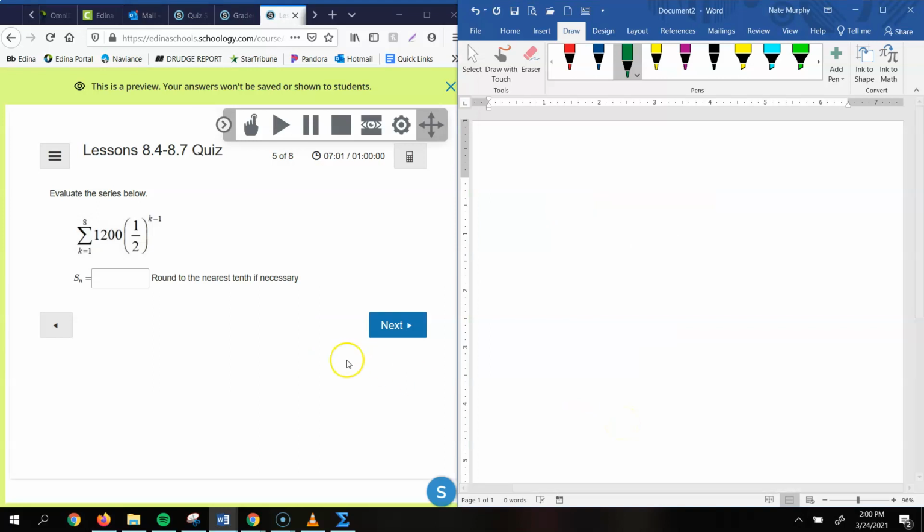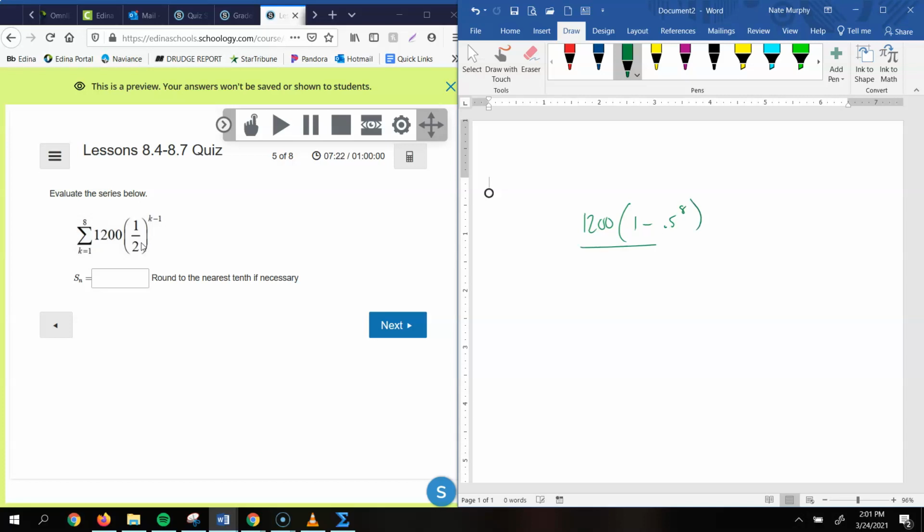So here's another geometric series. We're going to use that same formula that we just talked about. So we need to know our first term. Our first term would be the 12,000. I'm sorry, 1,200. That's not 12,000. It's 1,200. So that'll be 1 minus my constant ratio, which is 1/2, to the nth power.